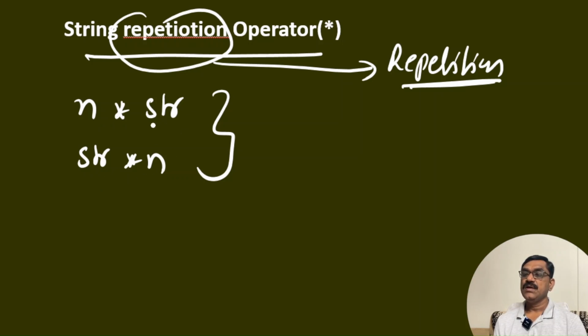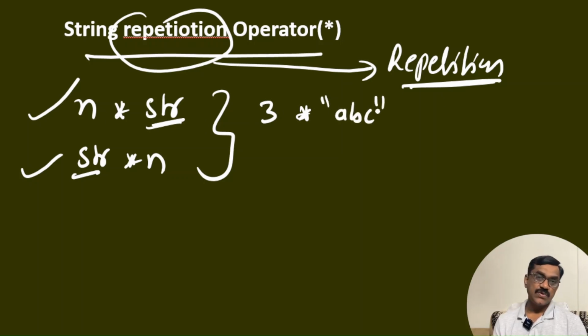What does it mean? Here str is nothing but a string variable. Here also str is a string variable. We can use this syntax or we can use this syntax. What does it mean? For example, here I'm writing 3 into, in place of str, I'm writing some string abc. We can enclose the string either in double quotes or single quotes. Here I'm using double quotes.